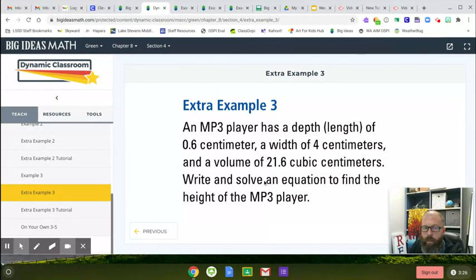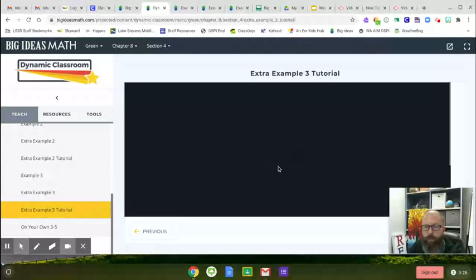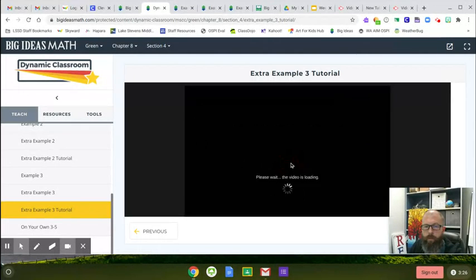The MP3 player has a volume of 21 and 6/10 cubic centimeters. So we need to find the height. Let's take a look at their tutorial. Write and solve an equation to find the height of the MP3 player.